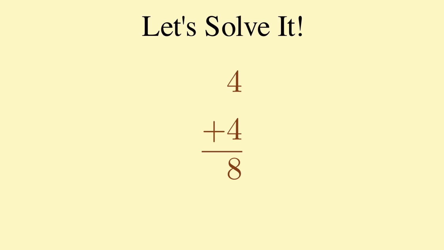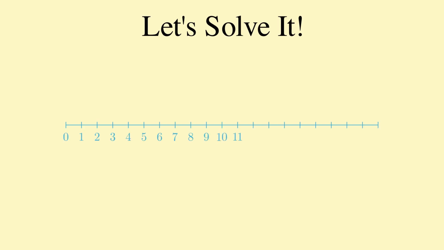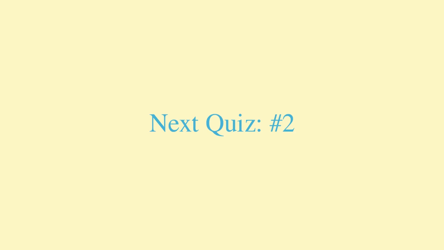We can also use a number line. Start at 4 and move 4 steps forward. 1, 2, 3, 4. We land on 8. Great job! Now, let's move to the next question.